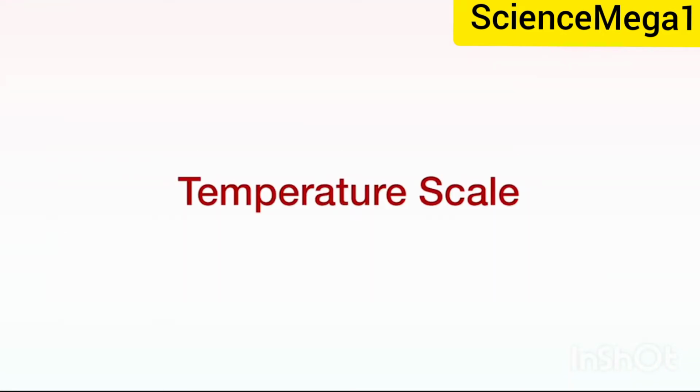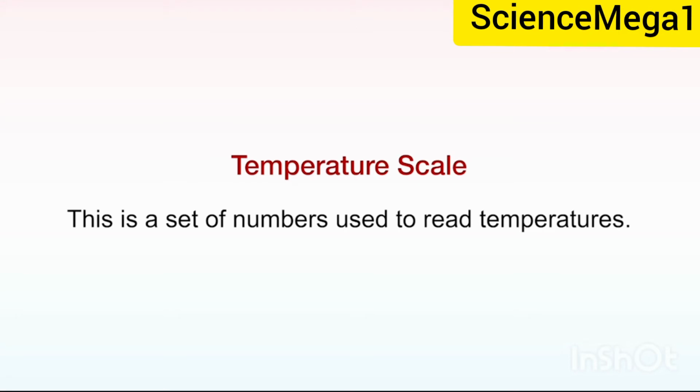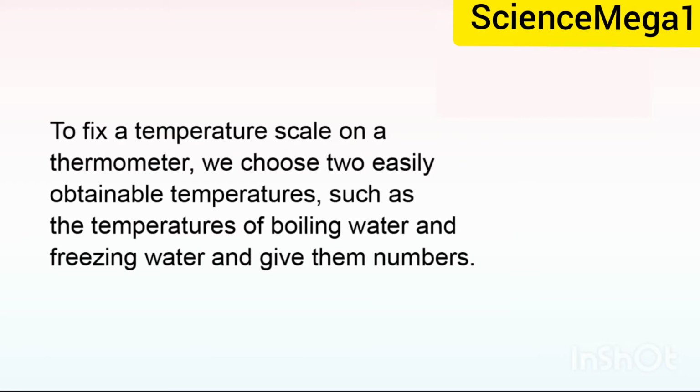Let's now turn our attention to temperature scale. A temperature scale is a set of numbers used to read temperatures. To fix a temperature scale on a thermometer, we choose two easily obtainable temperatures, such as the temperatures of boiling water and freezing water, and give them numbers.